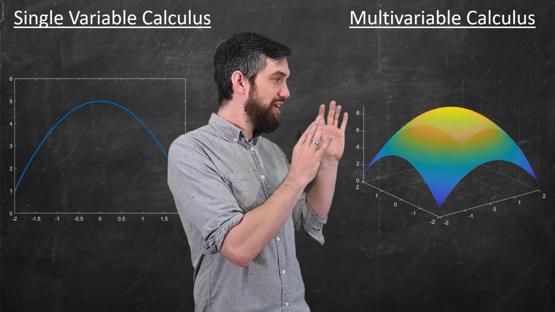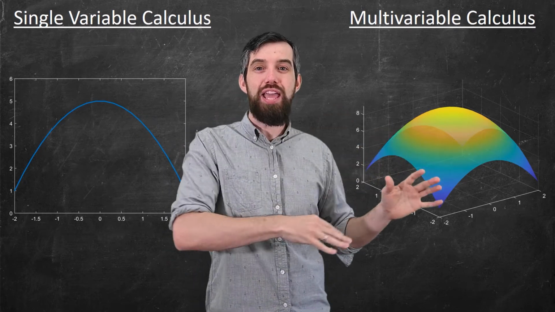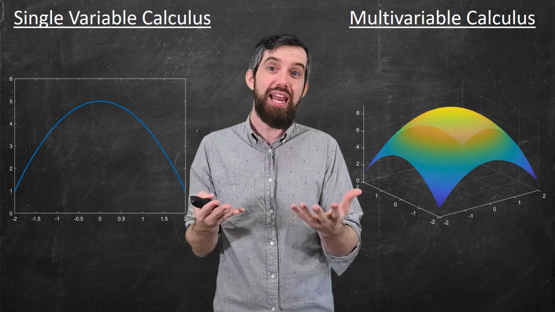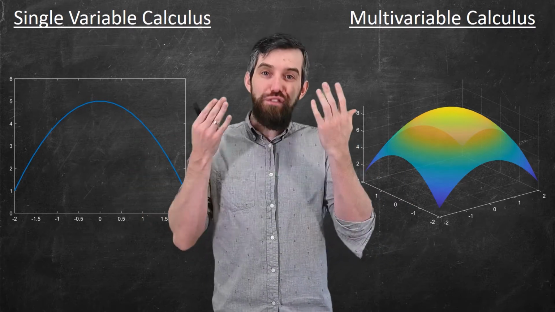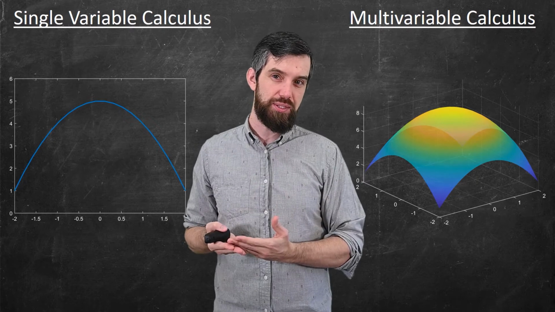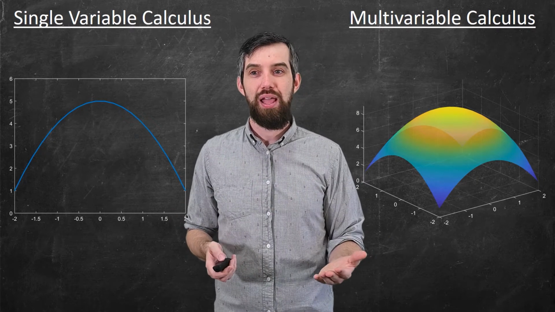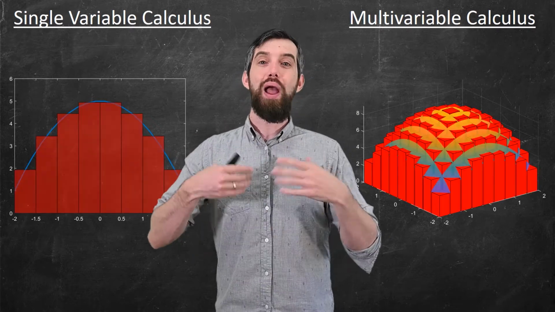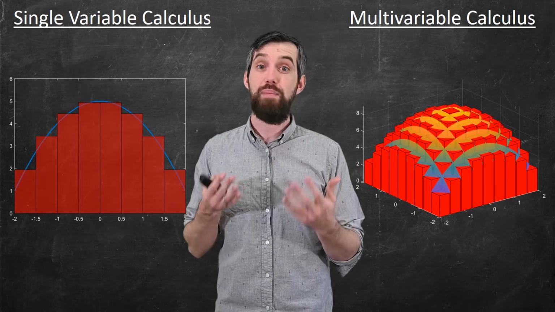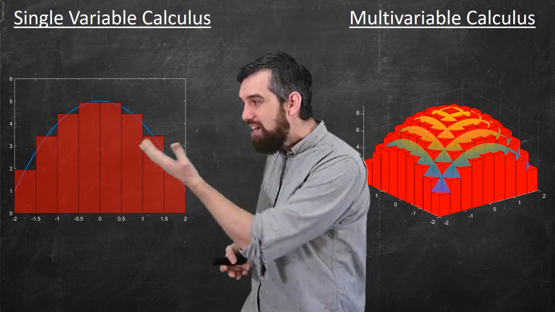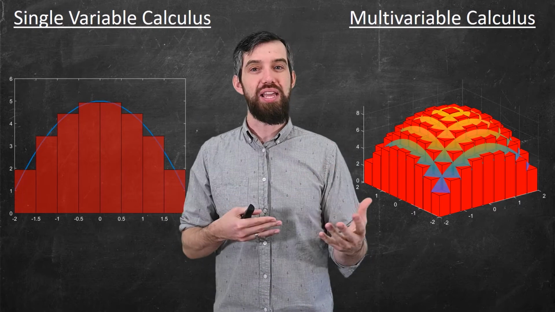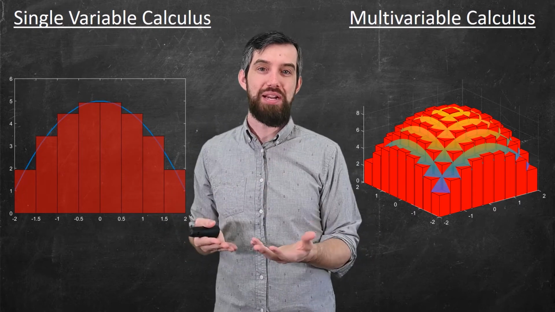Well, for a function z as a function of x and y, then I have a surface and I can ask not for an area, but for a volume underneath that surface. Okay, so how can I do this? Well, in single variable calculus, the way we did it was we started by approximating by a bunch of little rectangles. We said, well, the actual area under the curve is approximately the sum of these rectangles.